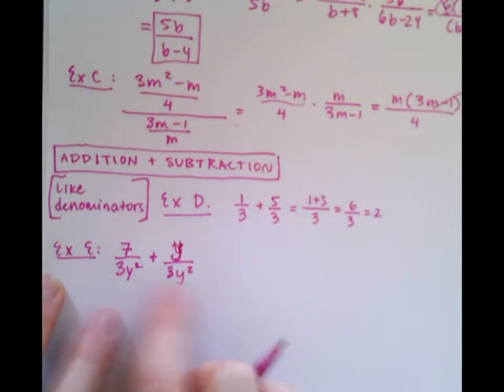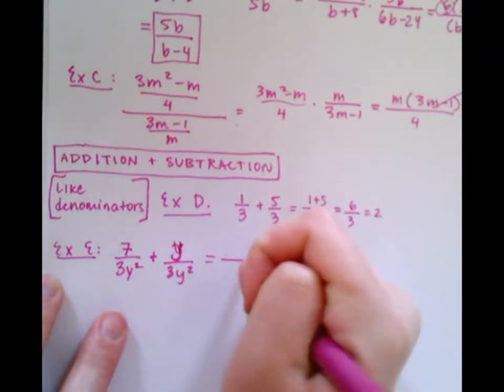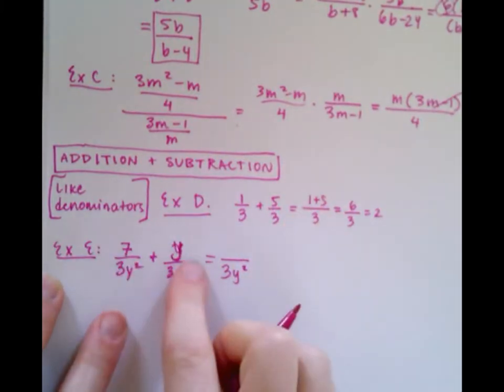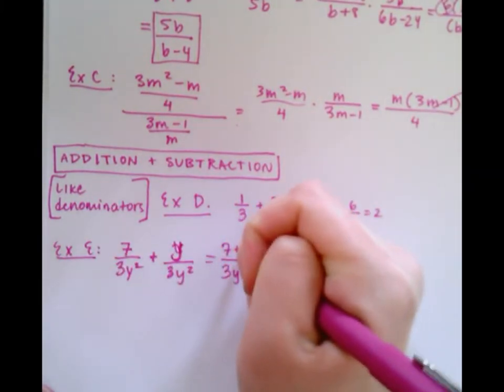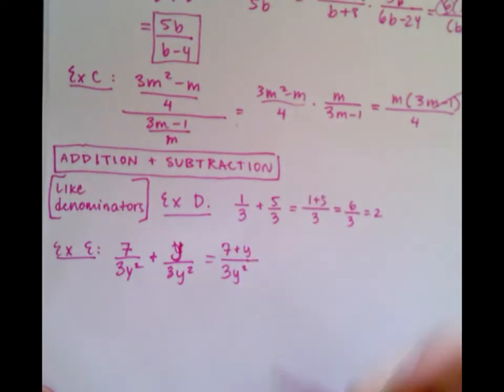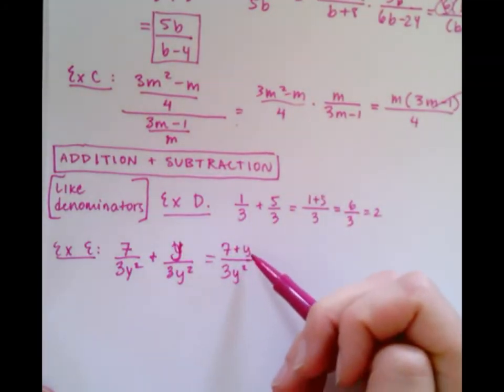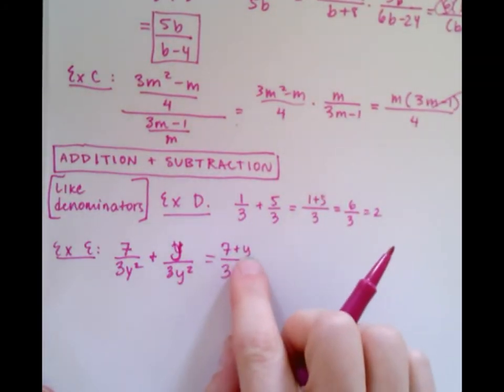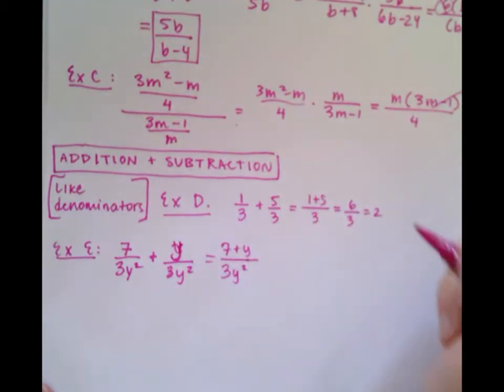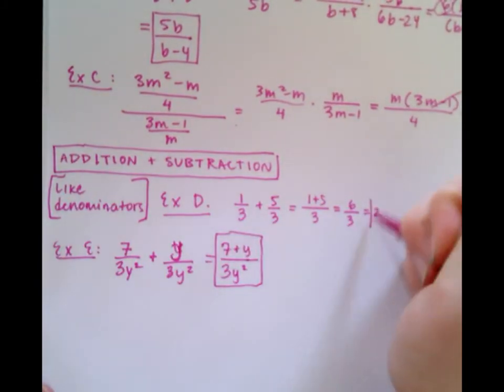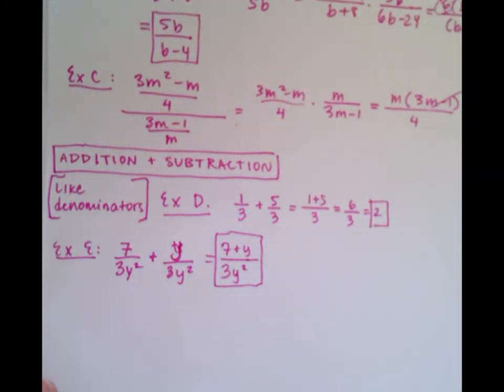So now I still have like denominators, so I just keep that same denominator. I'm going to add the two things on top. Well, 7 plus y, I can't actually combine them, so I just write 7 plus y and leave it be. I cannot cancel this y with the y in the denominator because y is not a factor of the top. It's being added to 7. So I'm just going to leave my answer as it stands. That's all I can do. Okay, so that's like denominators. You're just adding straight across, combining like terms, and keeping your denominator the same.